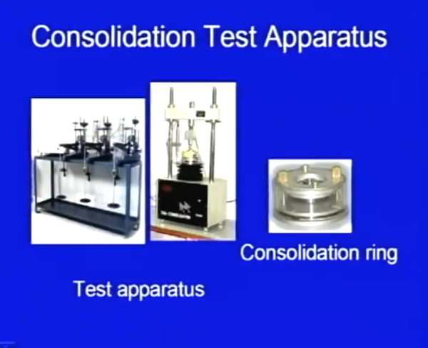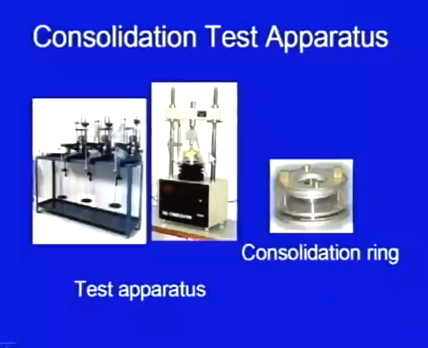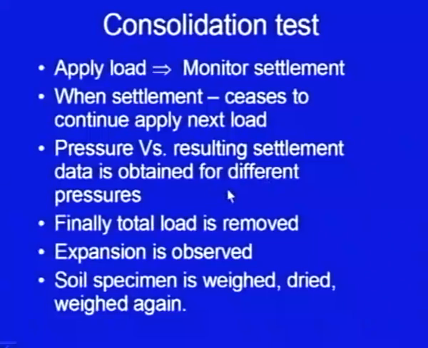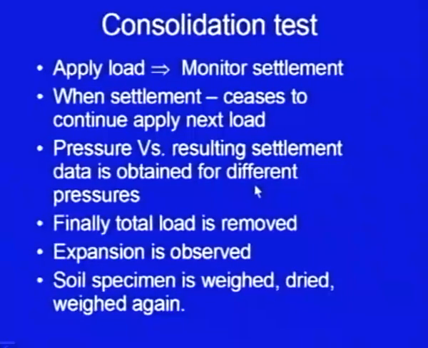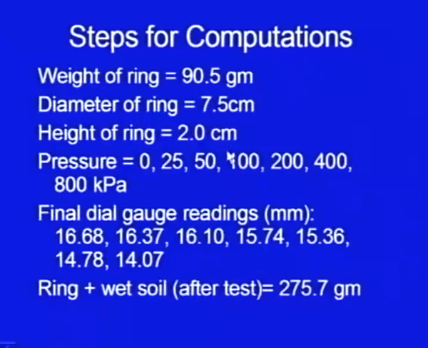Last time we were discussing consolidation. We had discussed the fundamentals, then I had started discussing the consolidation test apparatus. Here these are the machines which I discussed. This is the consolidation ring, and we discussed how to do the test, the different steps. In this test, you apply the load and then take the readings. Ultimately, we apply different pressures, and corresponding to those pressures we find out the settlements. Today let us go to the computations.